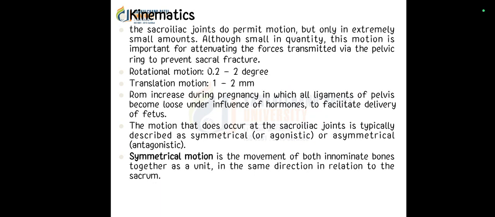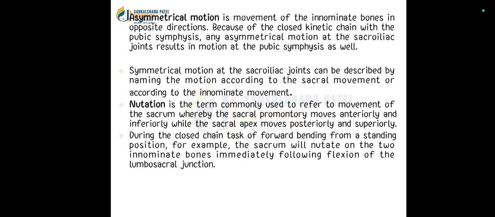The motion that does occur at the sacroiliac joint is typically described as symmetrical or asymmetrical. Symmetrical motion is the movement of both innominate bones together as a unit in the same direction in relation to the sacrum. Asymmetrical motion is movement of the innominate bones in opposite directions because of the closed kinematic chain with the pubic symphysis. Any asymmetrical motion at the sacroiliac joint results in motion at the pubic symphysis as well.